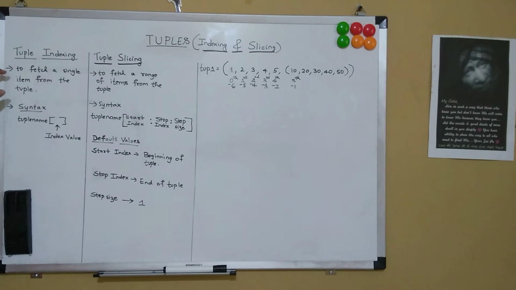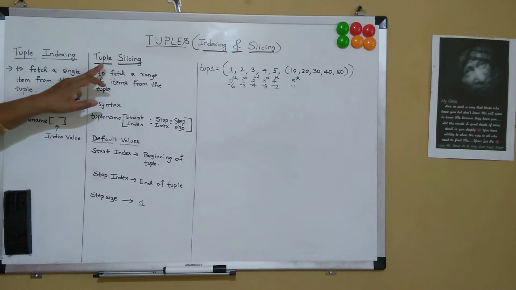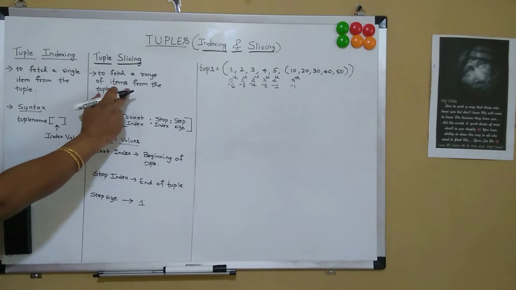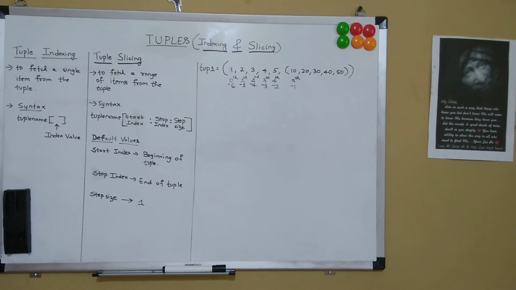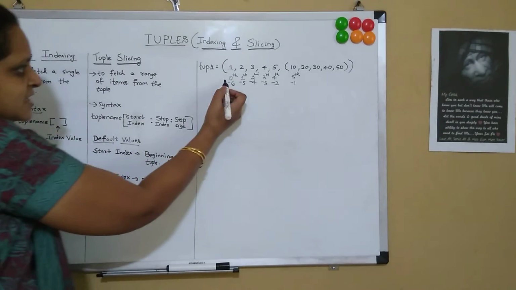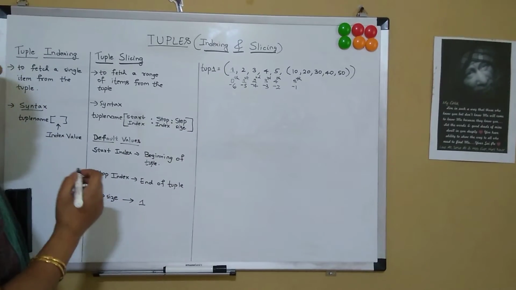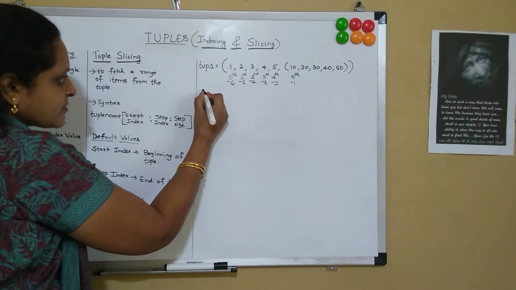So these were the differences between tuple indexing and tuple slicing. To fetch a single item, we go for tuple indexing. To fetch a range of items, we go for tuple slicing. Now we have seen the positive index and the negative index. Now let's see tuple indexing.